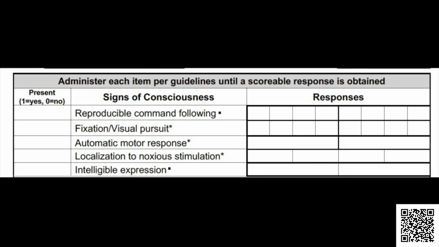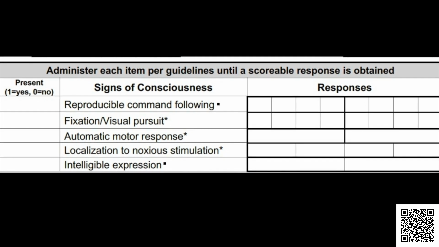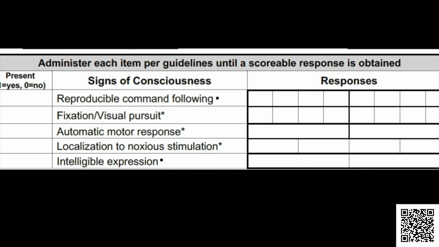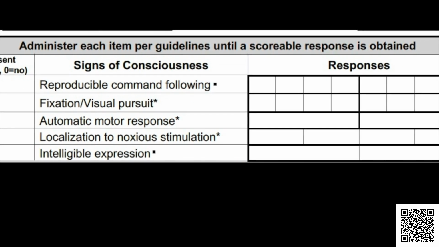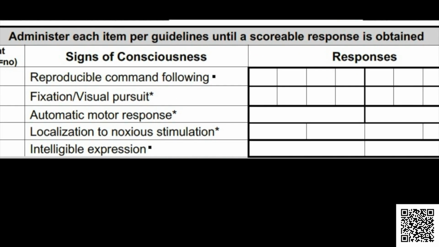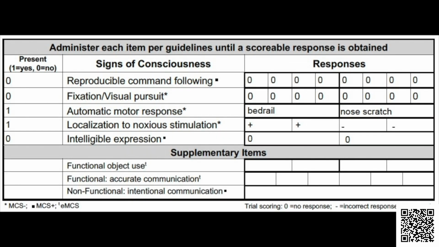These 5 core items are administered in order until a scorable response is elicited or observed to occur spontaneously and meet the scoring criteria. The final rating is conscious if at least 1 of the core items is observed, or not conscious if none of these items are observed. Our patient appears to be in a minimally conscious state.